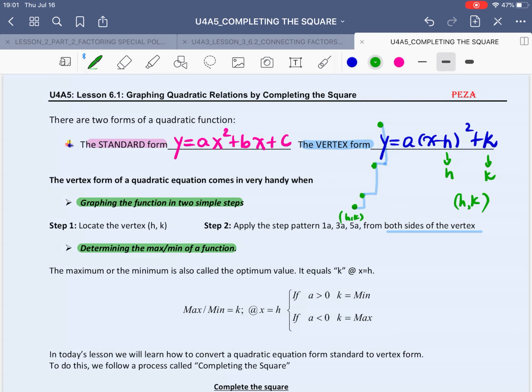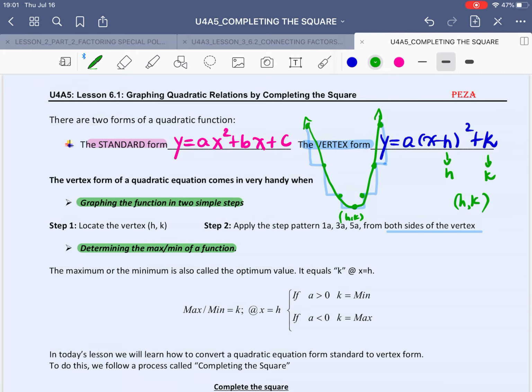To apply it from the other side of the vertex, we have to go one more time and apply the step pattern 1 through 5 from the other side, or the negative. So we go over 1, up 1, over 1, up 3, over 1, up 5. And whenever we land on a point after we have moved over and up, we are going to plot a point. And when we connected those points, we were able to draw the graph of a parabola. Sorry about the mess in here. Hope this made sense though, and it helped us understand how to draw the parabola quickly.